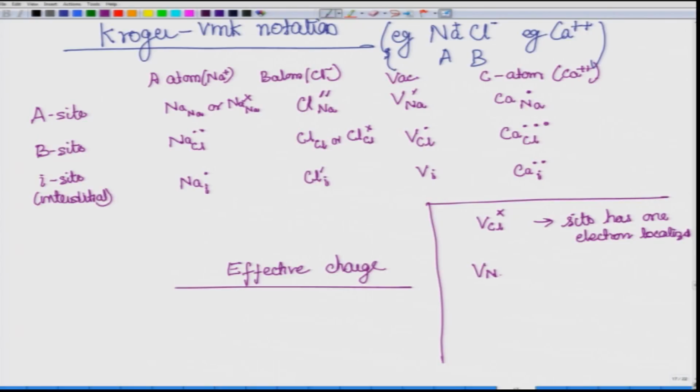Similarly, V Na is shown like this. Sodium was supposed to have positive charge, and a vacancy in that place, if it were without any charge, would have been 1 negative like we have shown over here. But here I am asking about this notation where the effective charge is shown as 0, nil. It would mean that the vacancy has one deficient electron, meaning something like a hole. So, the site has one hole localized.